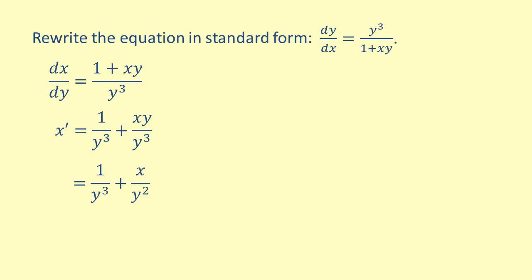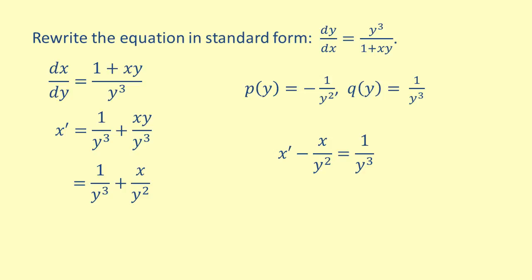Notice that this is starting to look more like the standard form. In this case, we have p(y) = -1/y^2 and q(y) = 1/y^3. To get all the x terms on one side, subtract the term x/y^2 from both sides. Therefore, we can rewrite the equation in standard form as x' - x/y^2 = 1/y^3.